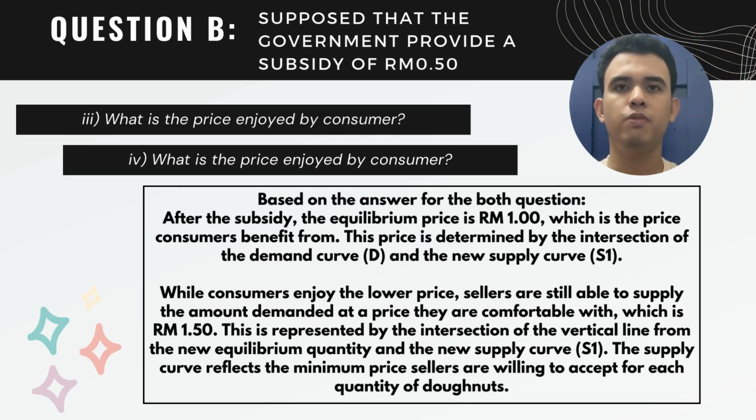Questions 3 and 4 are asking about the price enjoyed by consumers and sellers respectively. Based on the answers for both questions, after the subsidy, the equilibrium price is 1 ringgit, which is the price consumers benefit from. This price is determined by the intersection of the demand curve and the new supply curve. While consumers enjoy the low price, sellers are still able to supply the amount demanded at the price they are comfortable with, which is 150 cents. This is represented by the intersection of the vertical line from the new equilibrium quantity and the new supply curve. The supply curve reflects the minimum price sellers are willing to accept for each quantity of donuts.